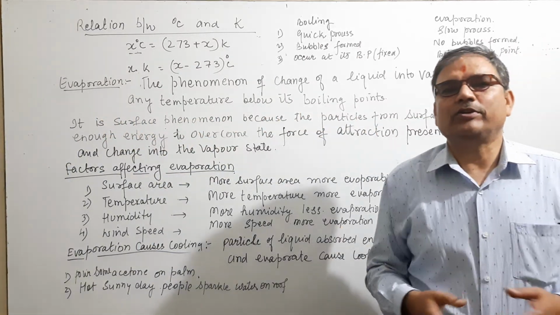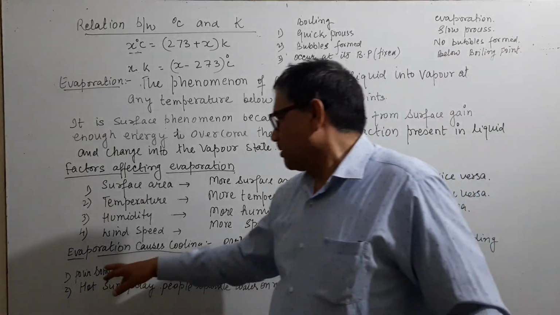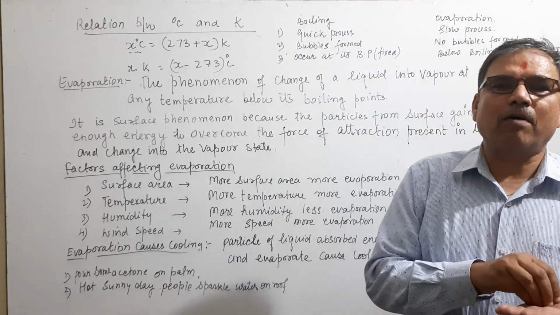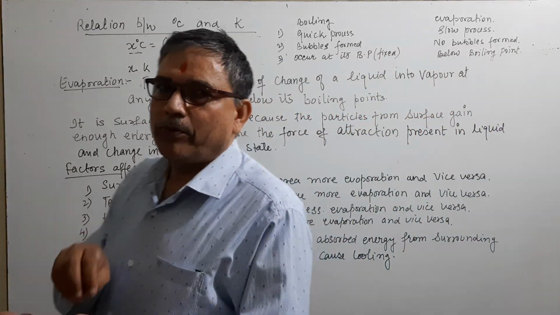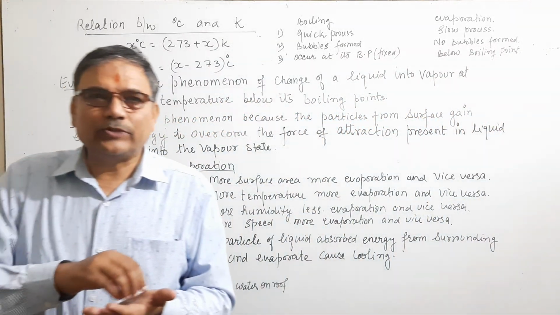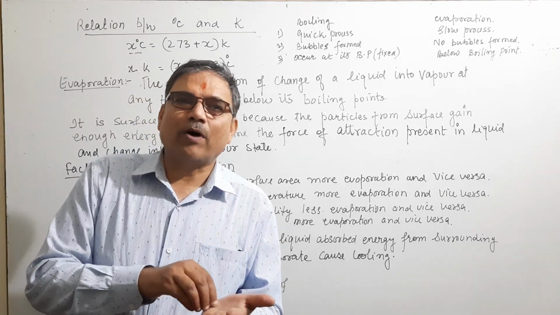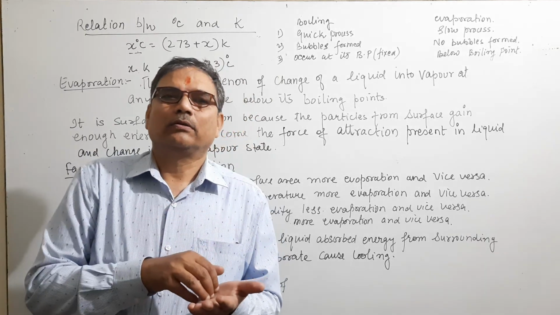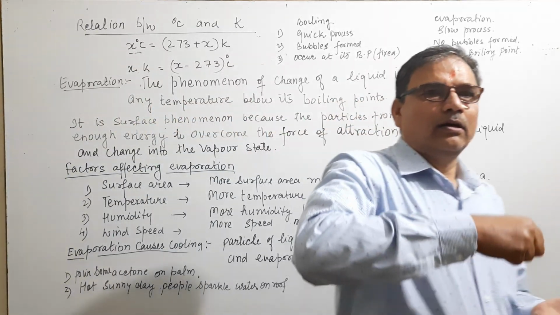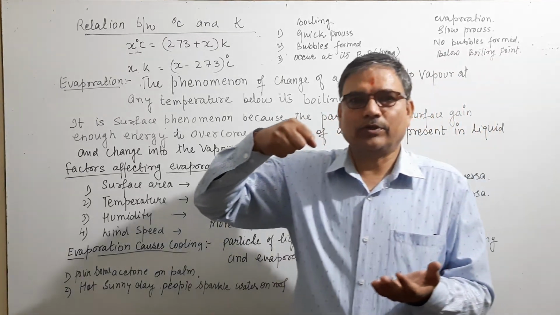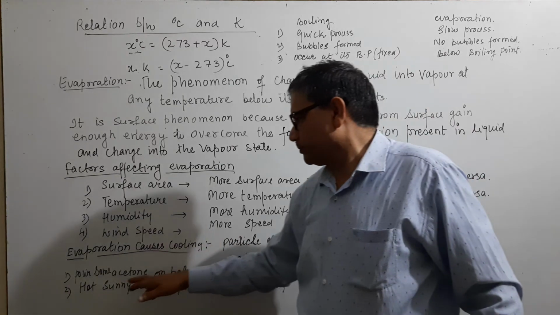And in daily life we have seen so many things. When we put acetone in our palm, what happens? It absorbs energy from our palm and also from the surroundings. It absorbs heat from our palm and gets evaporated, which causes cooling.